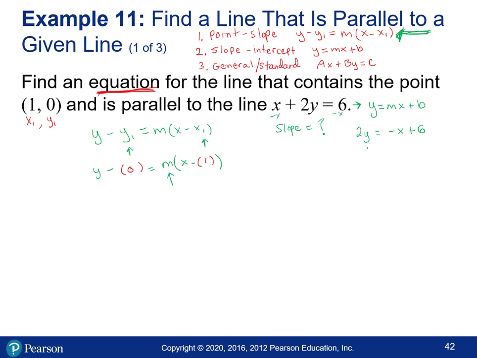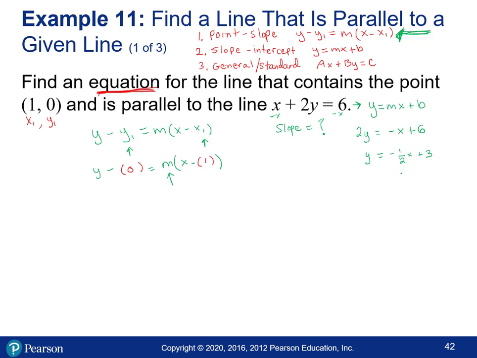Then I'm going to divide everything by 2. So I have y on the left, negative 1/2 x, and then plus 3. Okay, so I divided everything by 2. That's where the negative 1/2 came from, and then the 6 divided by 2 is 3.